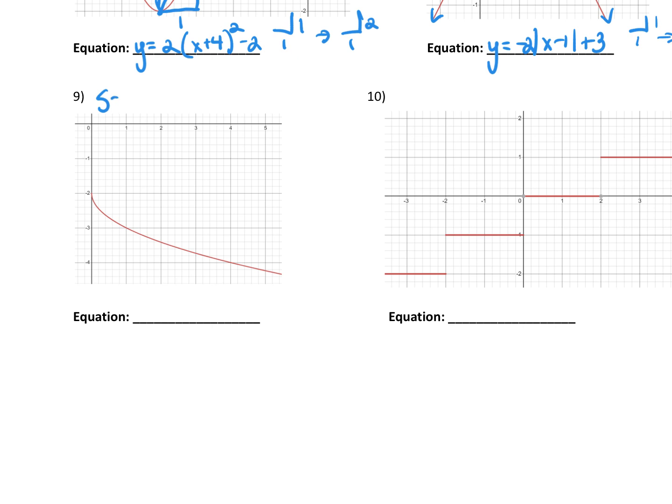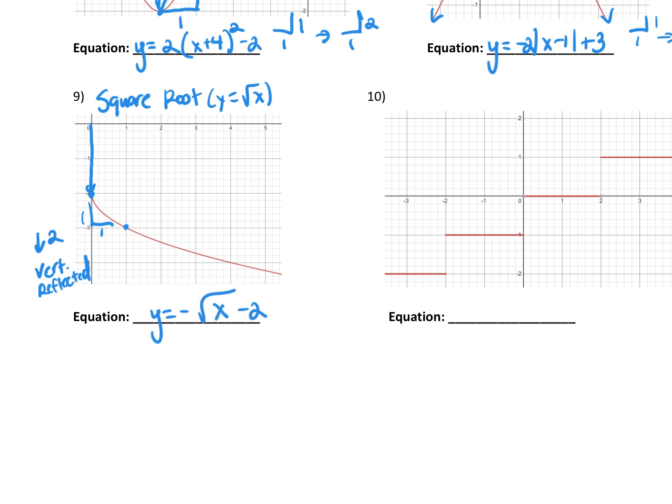Number 9, another square root function. y equals the square root of x. So this one's been just shifted down 2. It's been vertically reflected since it's not opening the correct way. And then to get from our first point to our next point, it is 1 by 1 since the square root of 1 is 1. So we have y equals negative square root of x and then minus 2.